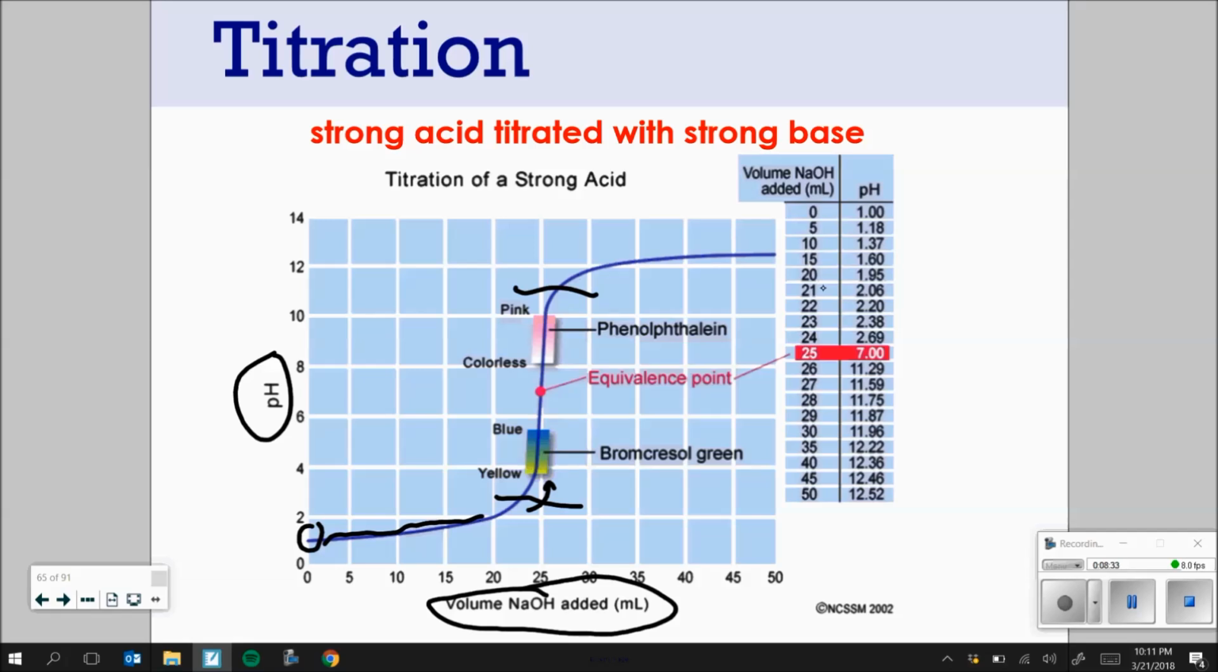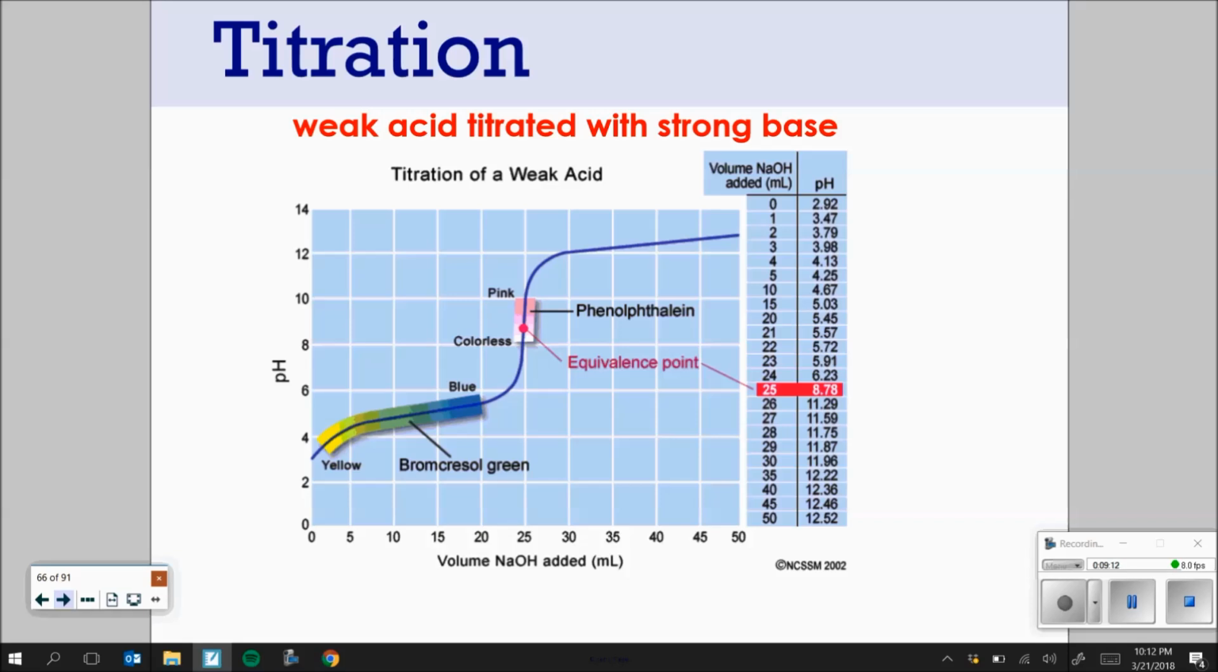If you notice over here, this is my milliliters: I had 24 milliliters, 25 milliliters, 26 milliliters, boom. And then all of a sudden I was a very strong basic solution. If I used bromocresol green indicator, you'll notice that its endpoint is down here at about 5. And if I use phenolphthalein, you'll notice that my endpoint for phenolphthalein is a little bit higher. My equivalence point, though, technically is right here in the middle, and that's going to be an equivalence point of 7. So this is a strong acid titrated with a strong base. It starts off acidic and ends basic.